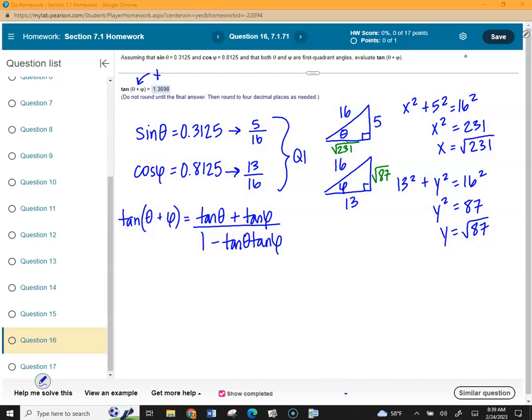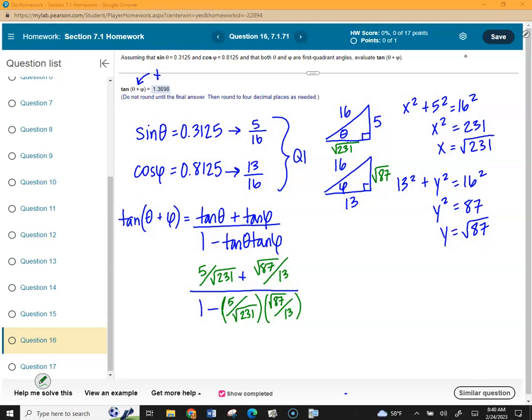So tan theta would be y over x. So that's 5 over this mess. Tan, we're gonna call it gamma. Tan gamma would be y over x. One minus tan theta times tan gamma. I know y'all don't like this problem. I have good news when I'm done. All right. So there's everything plugged in.